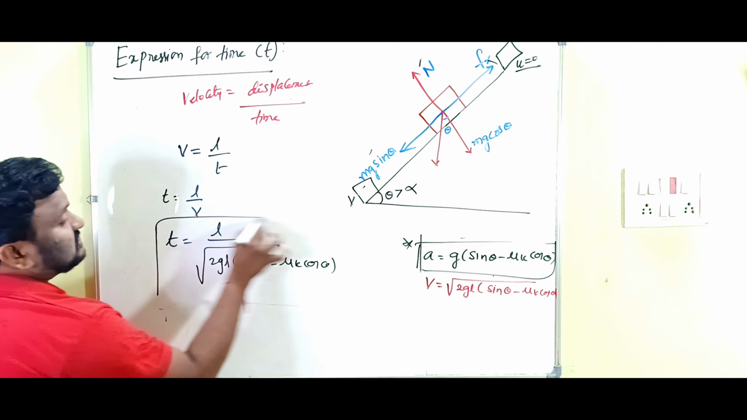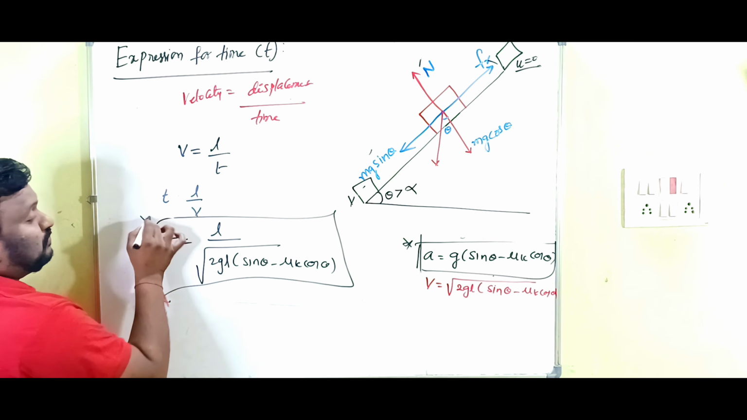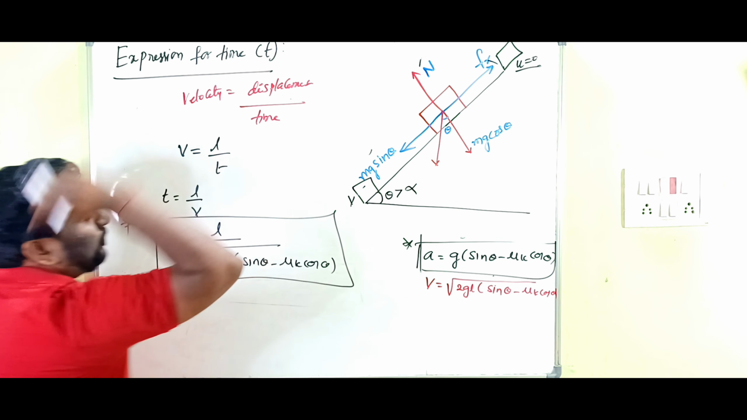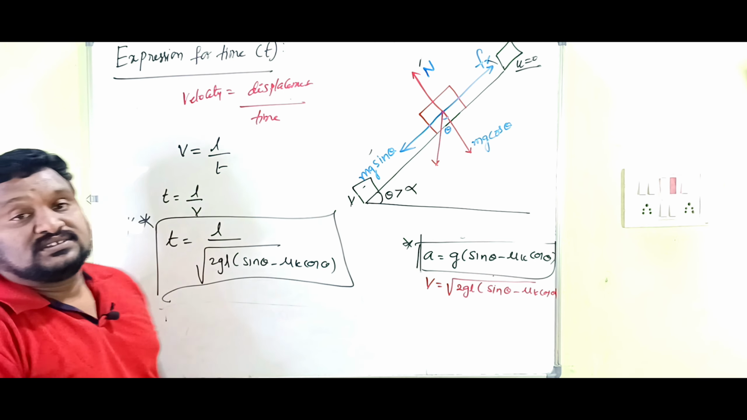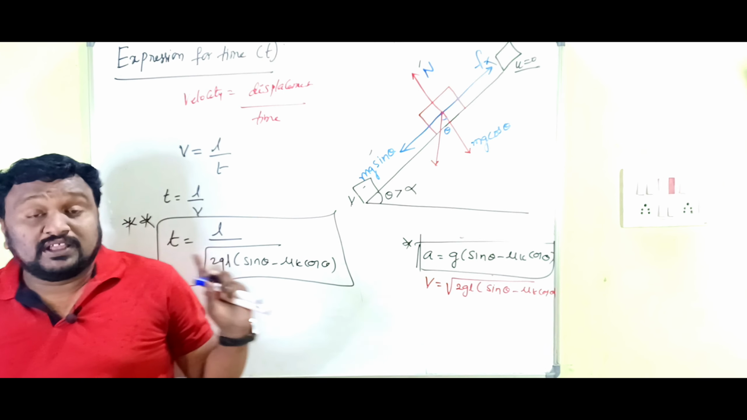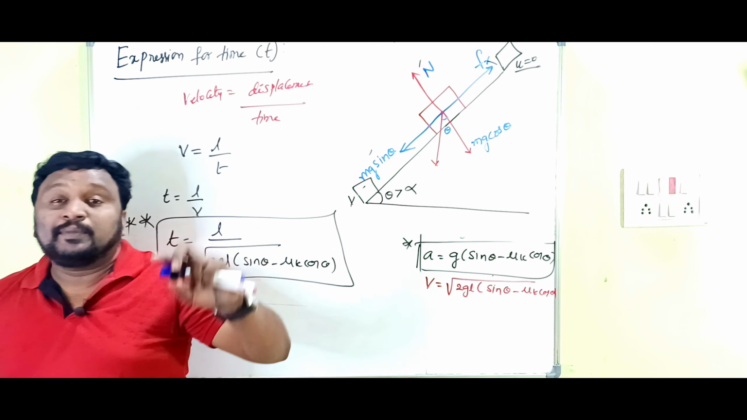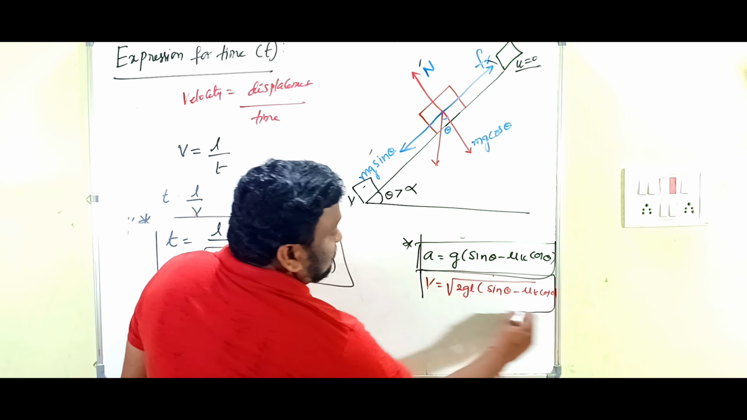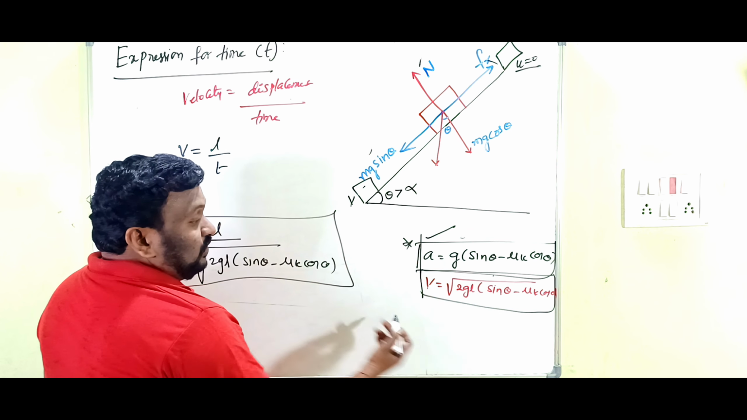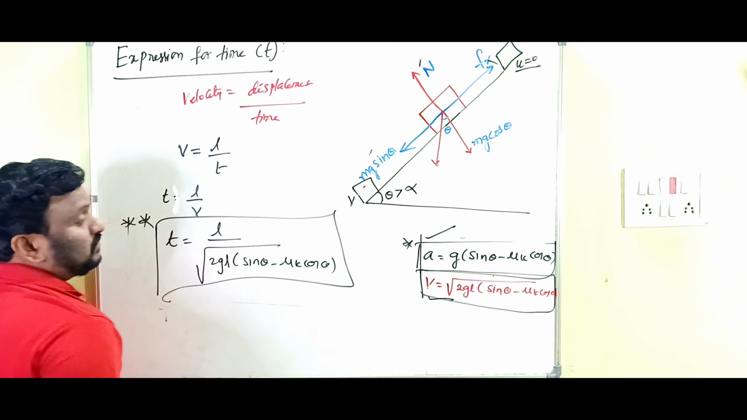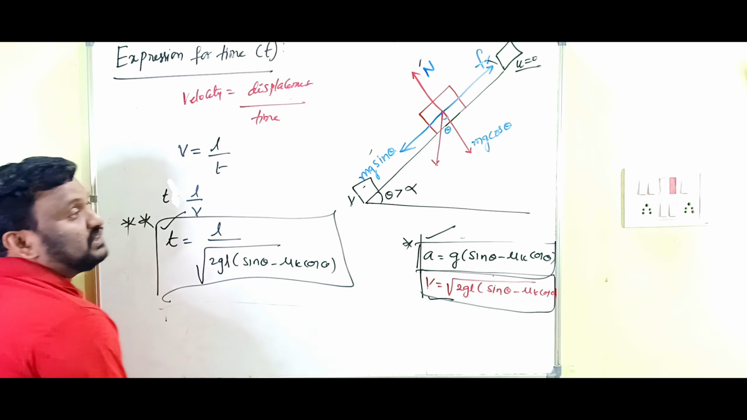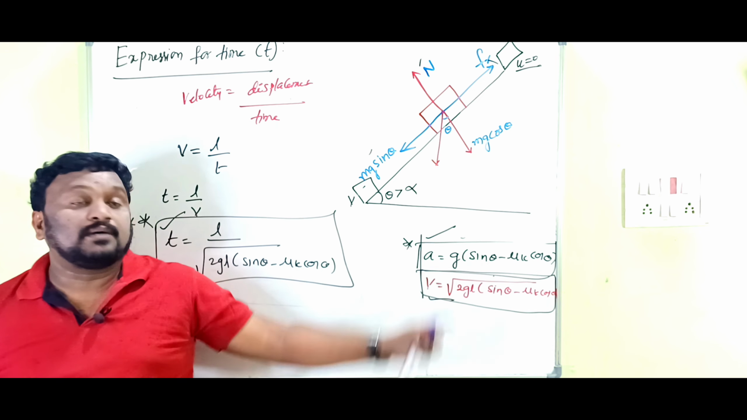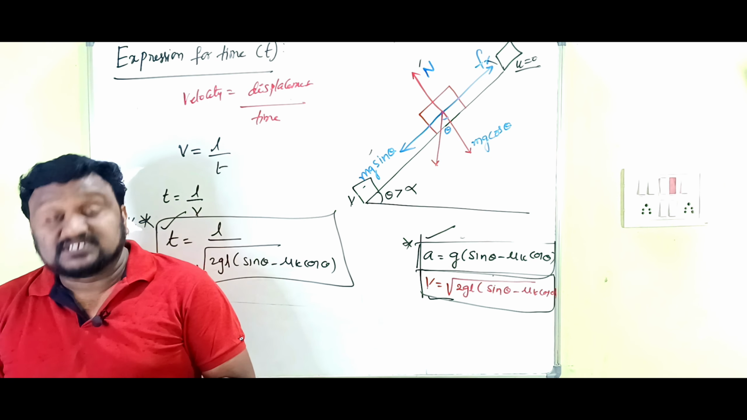So children, this is the expression for time taken by the body to reach the bottom of the rough inclined plane from the top. These formulas are very important. While you are preparing for competitive exams, you have to remember these formulas directly. This is the acceleration while it comes down, this is the velocity on reaching the bottom, and this is the time taken by the body to reach the bottom of the rough inclined plane. You have to remember all these formulas very carefully.